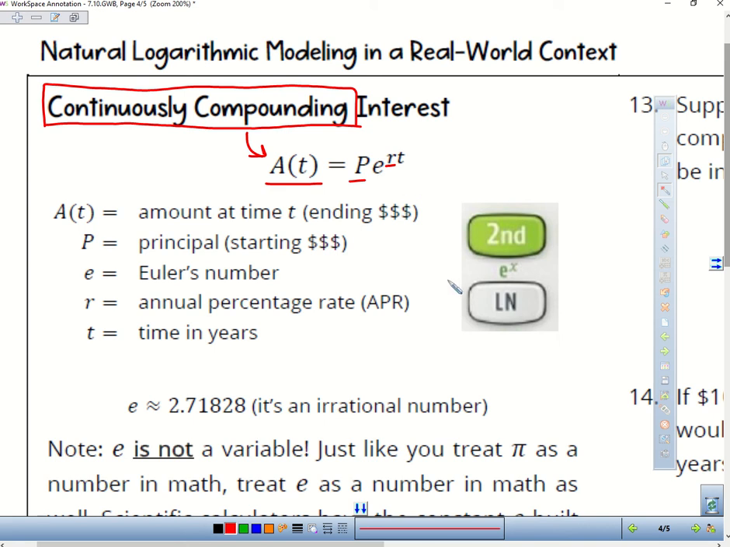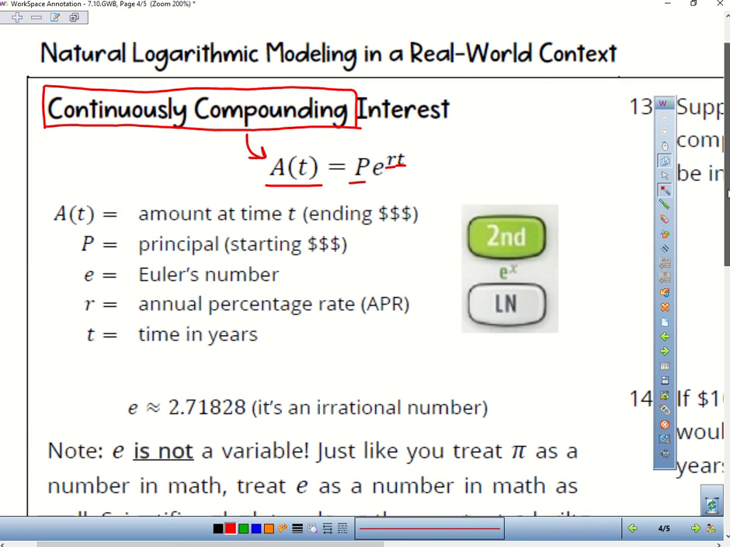R represents the annual percentage rate. But remember, you have to convert percents to decimals. And then T represents time in years. Okay? So be careful about that with time. Make sure that it's in years. So if we're talking 24 months, put it into 2 years.